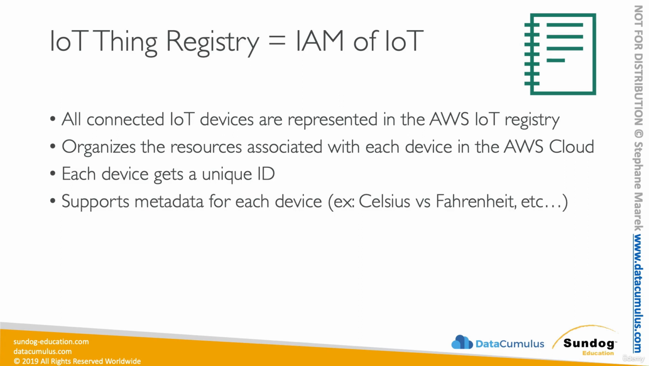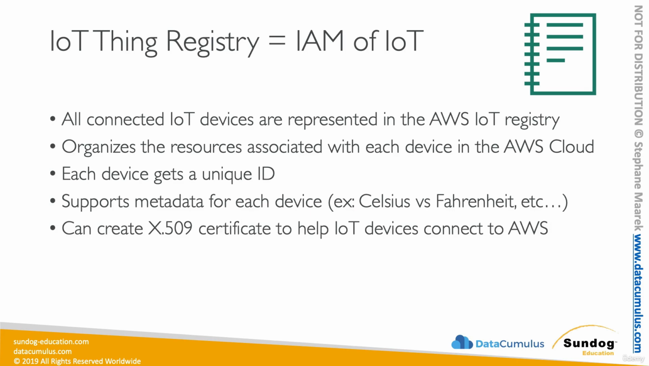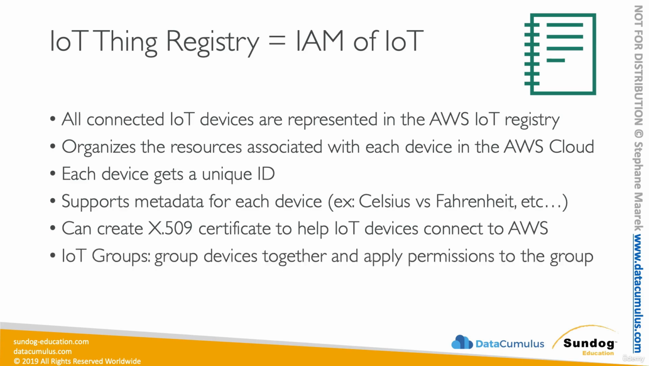That means it can be a Celsius device or a Fahrenheit device, that kind of stuff. We create X509 certificates to help IoT devices connect to AWS, and we'll see authentication in the very next slide. And then we're able to group these devices together and apply permissions directly to the group. So this is all very, very similar to IAM in the end, right? So remember, the thing registry registers IoT devices.